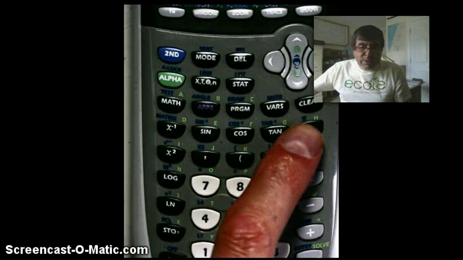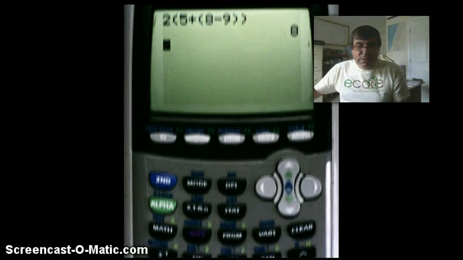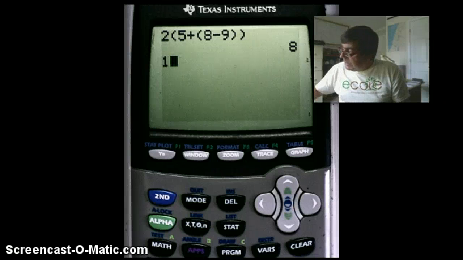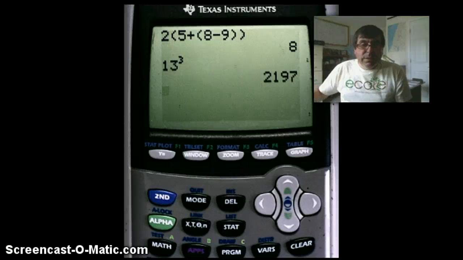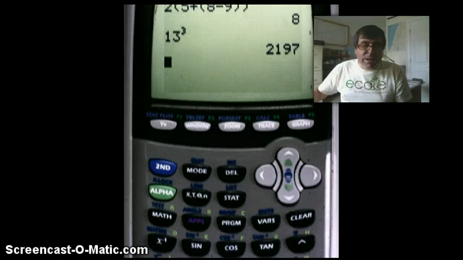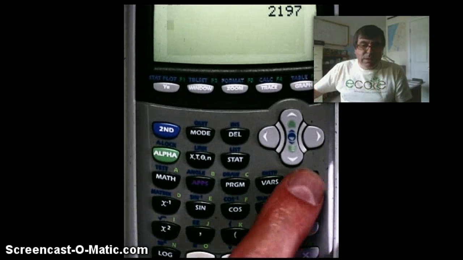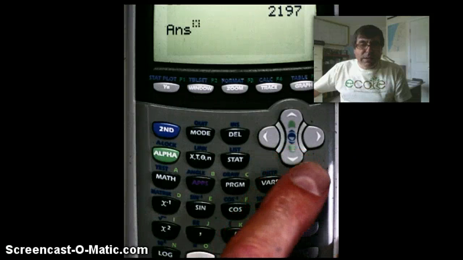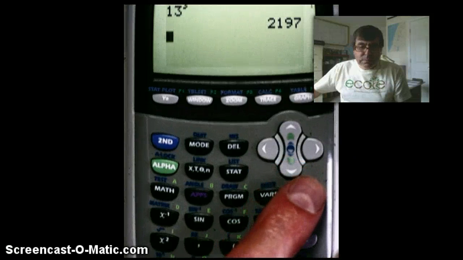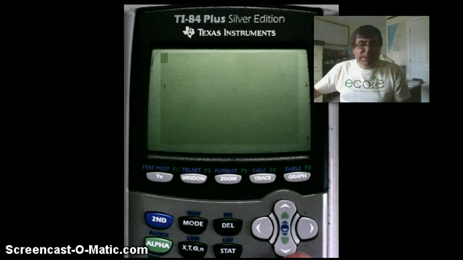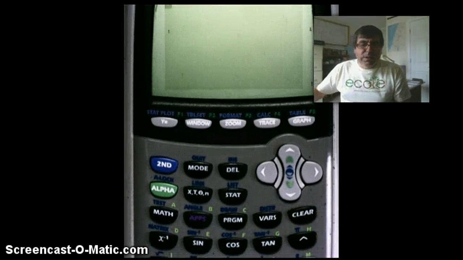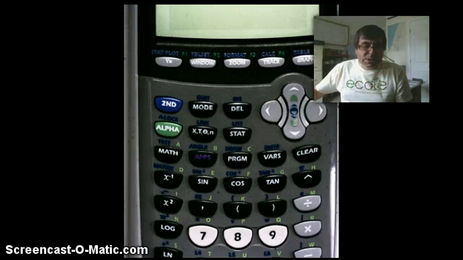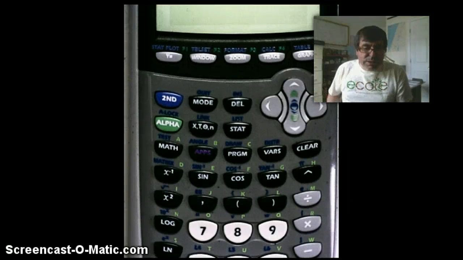Again, this is a power key. So if I wanted to do 13 to the 3rd power, there you go. I could do that. Now, your calculator may not show that. It may show that caret key. And again, the caret key right here. All right. My calculator, I updated my operating system, and it does look a little different. So keep that in mind. And I'll show you how to do that later if you are interested.